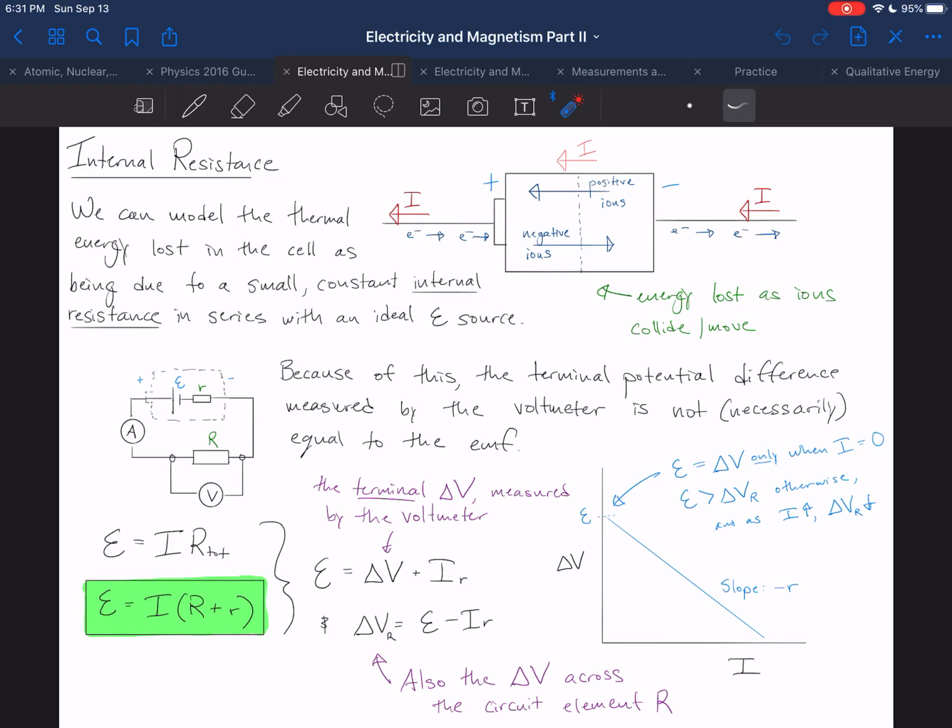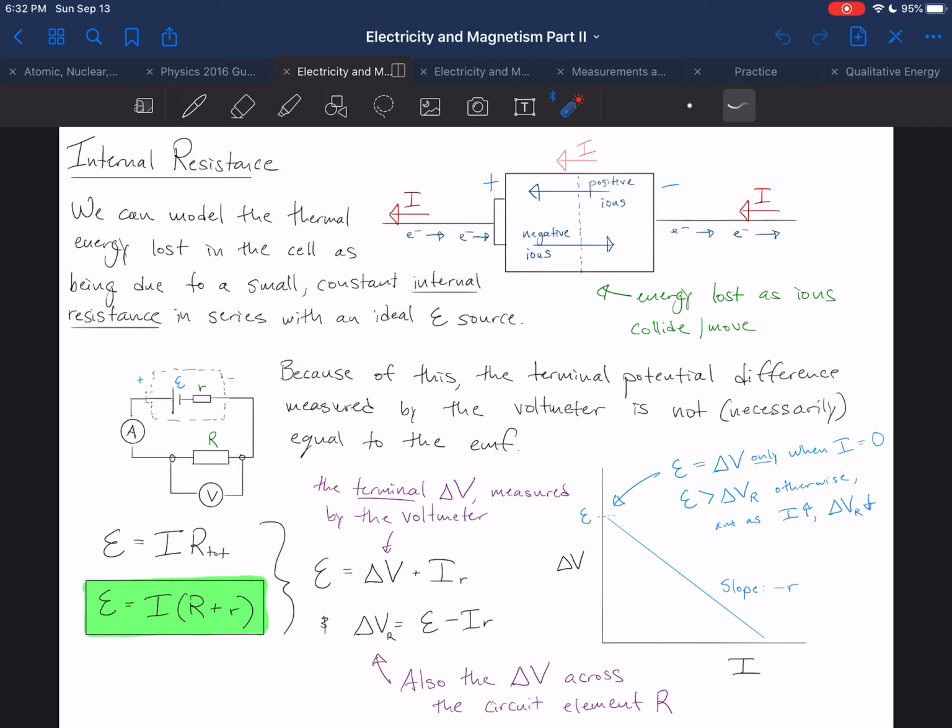What does this mean in practice? It means that as you crank up the current, as more and more current flows in the circuit, the effect of the internal resistance grows, and the terminal potential difference actually applied to the resistor decreases. EMF is only exactly equal to the terminal potential difference when the current is exactly zero. Otherwise, the terminal potential difference is less.